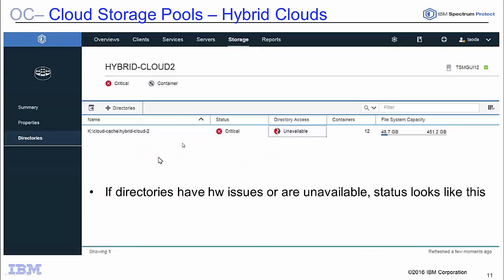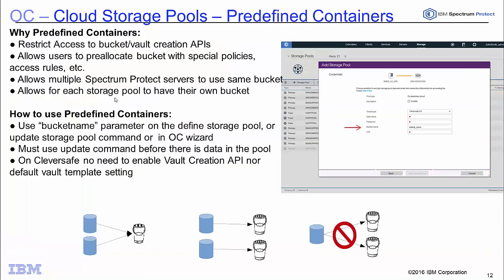If one of those directories has some type of problem, maybe there's a hardware problem, you will have an update inside of the cloud container. If you look at the directories themselves, you will see that some of them will have been marked unavailable, and the status for that cloud container will be marked as critical.